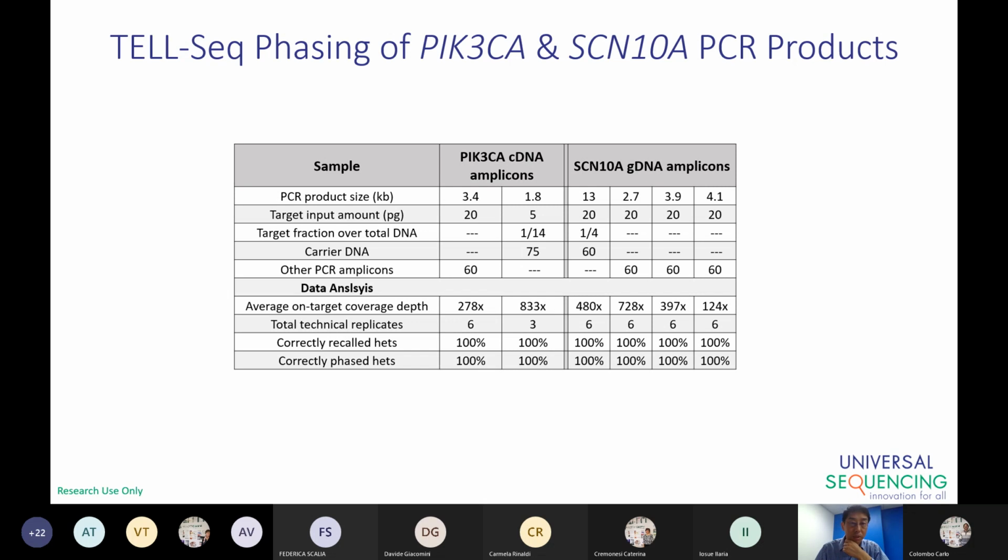So here we have multiple technical replicates. For all of those different conditions, we can 100% identify all the heterozygous variants, and also we can 100% phase them correctly.